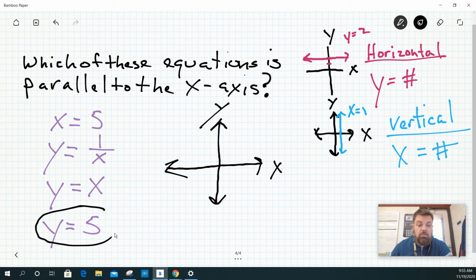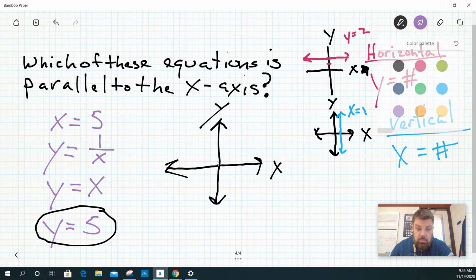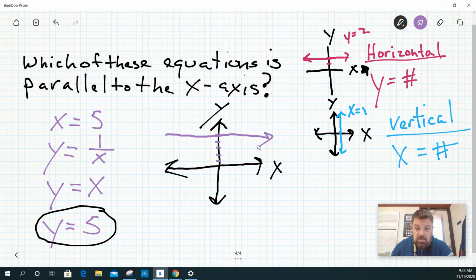Well, it's going to be y equals 5, because remember, y equals a number is a horizontal line. So if I were to graph y equals 5, I'm going to go up 1, 2, 3, 4, 5, and I'm going to draw a horizontal line like this. And that is the graph of y equals 5, which, if I were to draw this properly, would be parallel to the x-axis. Let me draw this a little better for you guys so you can see that it's parallel.